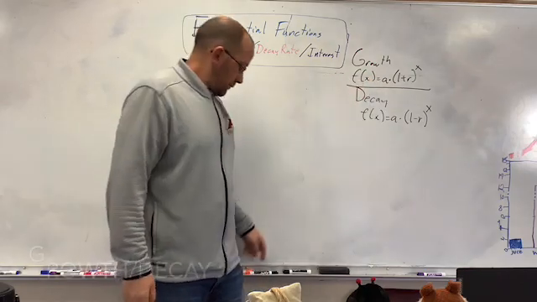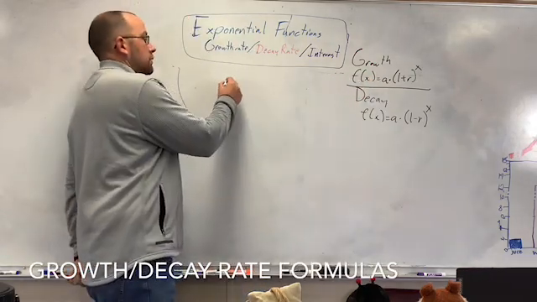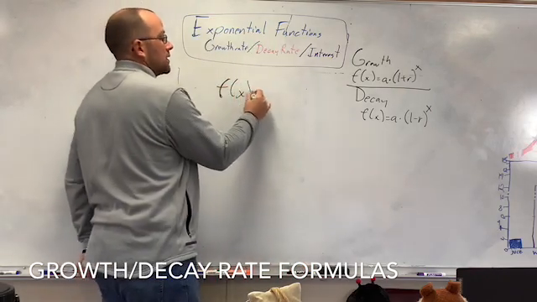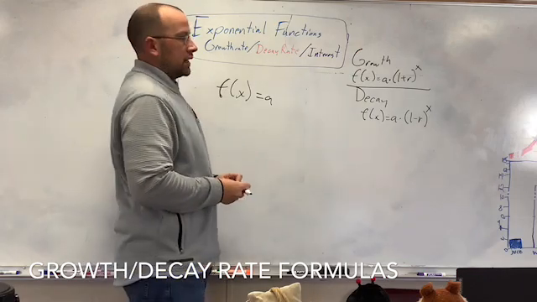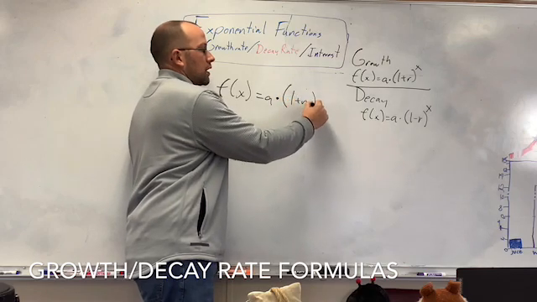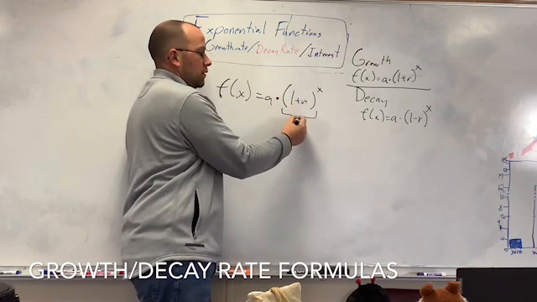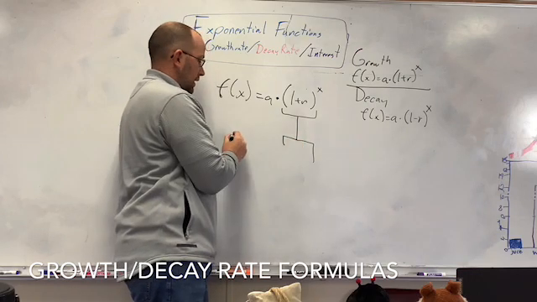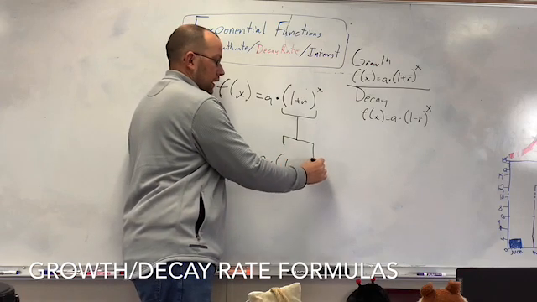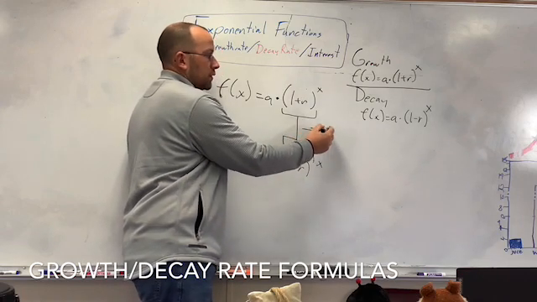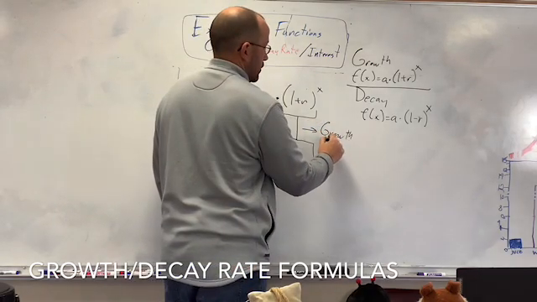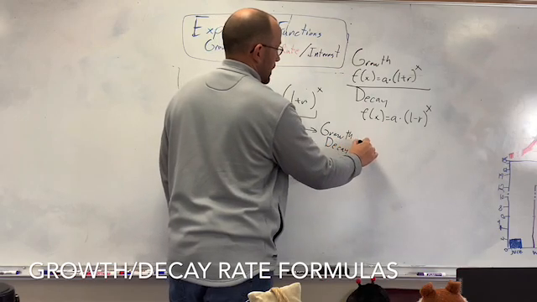So with the growth one, with our growth rate, you have the function f of x equals a, which is just your original. In this case, it's your principal when we get to the interest formula. 1 plus rx. And I'm going to write the decay one down here too. So this right here is both just your growth or decay rate is what it is.